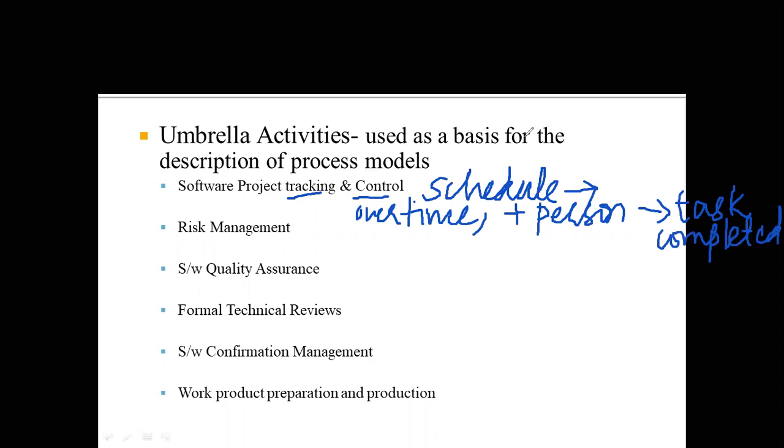That is how you're going to ensure the tracking and control of the project. Then you've got risk management. Now in here, risk management means whenever you've got an idea of what are the different features that are to be embedded within the software, you're also going to identify what are the different risks that you might encounter.